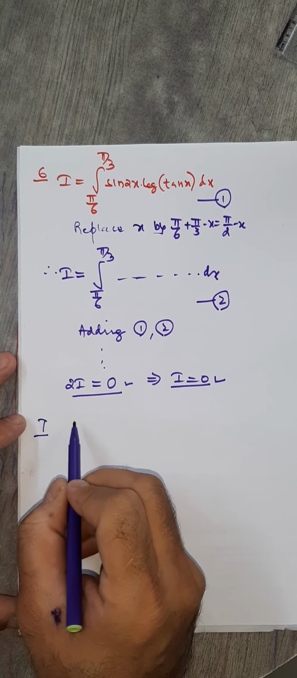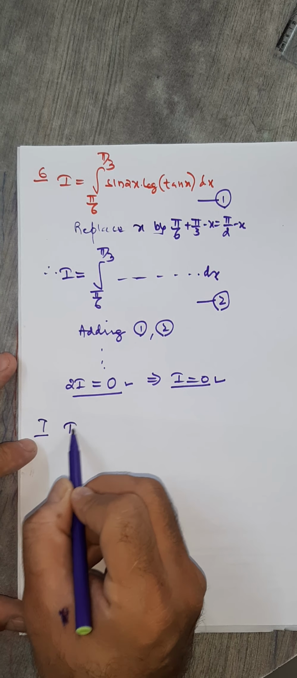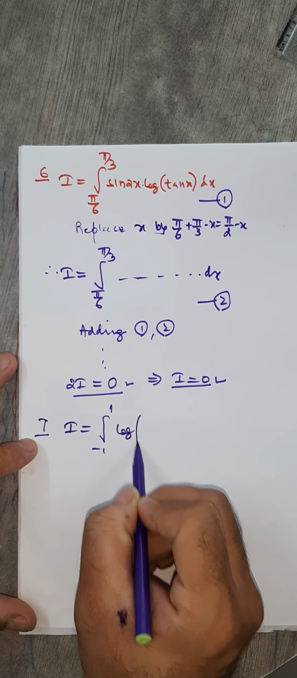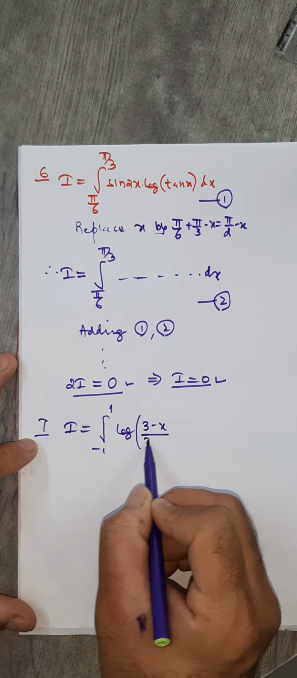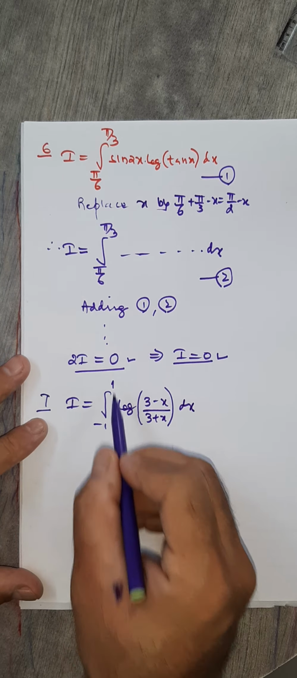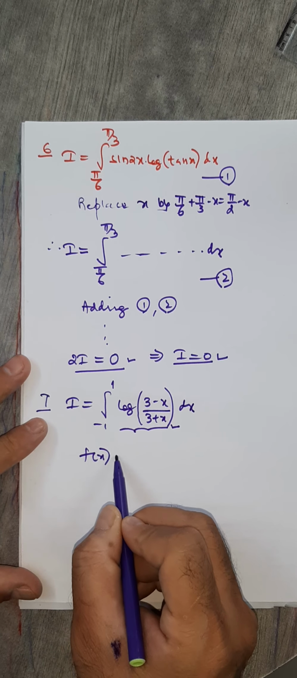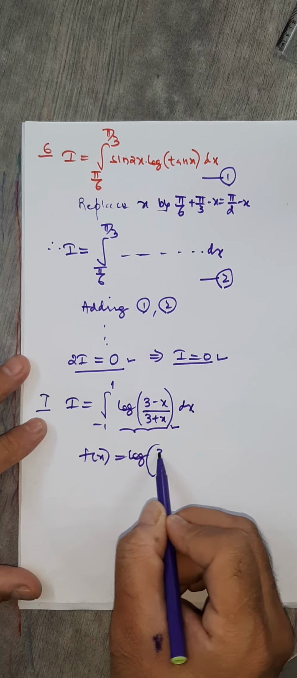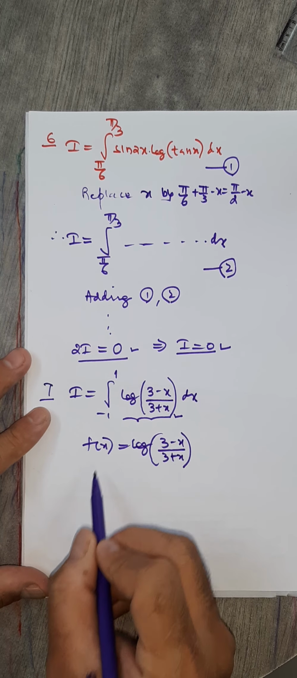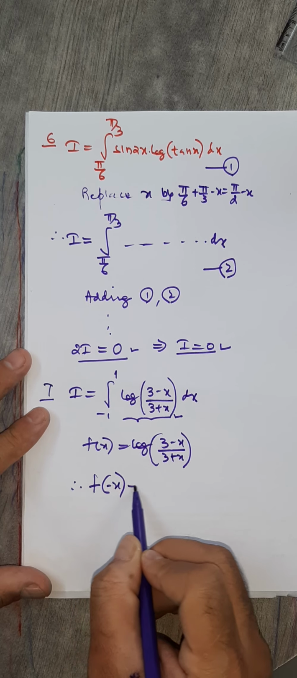Let's see 7th question. Evaluate I equals integral from minus 1 to 1 of log of (3 minus x) upon (3 plus x). So here you have opposite limits. You can check whether this function is even or odd. Let's take f(x) as this, 3 minus x upon 3 plus x. Now to check whether it is even or odd, I'll replace x by minus x.